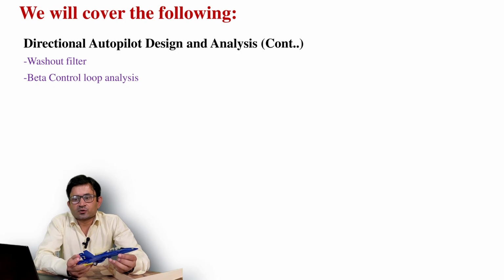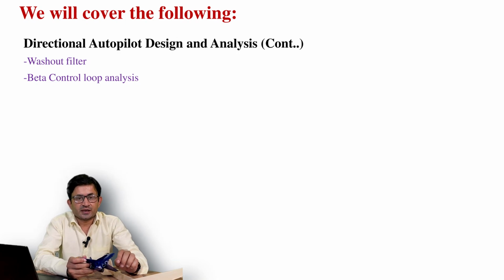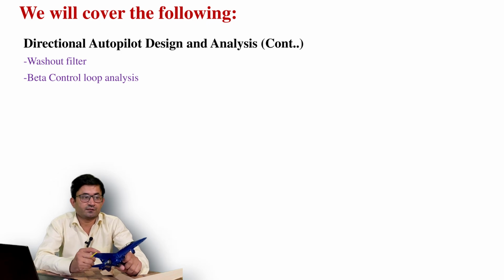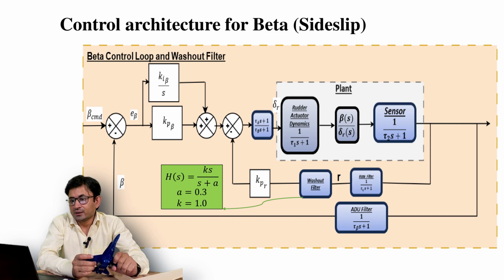So today's topic is the washout filter and beta control loop analysis. In the beta control loop, as I have already told you, you have to control beta using a PI controller. The feedback you will take is beta, and you will command beta as 0, and the PI will try to control beta equal to 0. The transfer function will be beta by delta r, with the actuator dynamics of the rudder. I have already told you the significance of all this. Now you can see how the beta control loop with washout filter looks like.